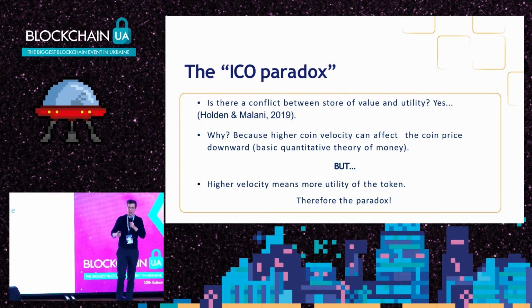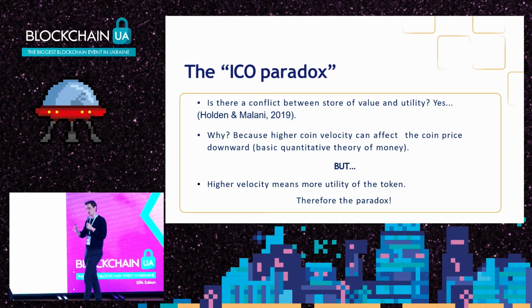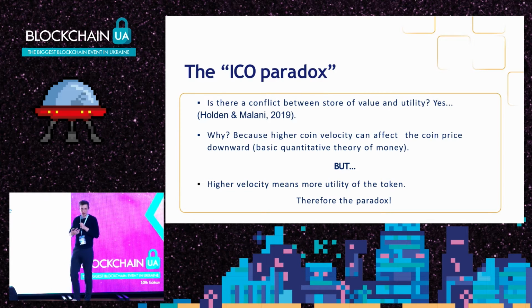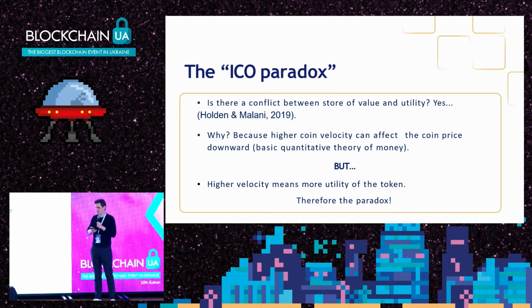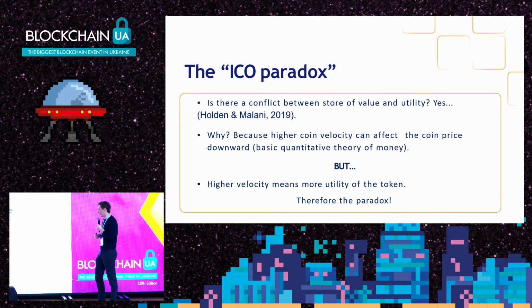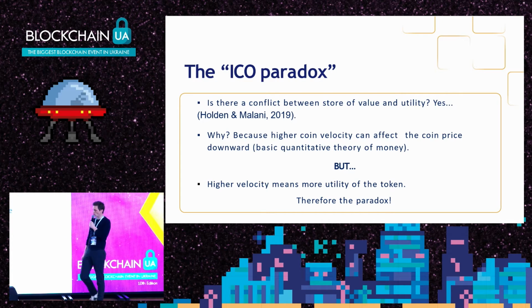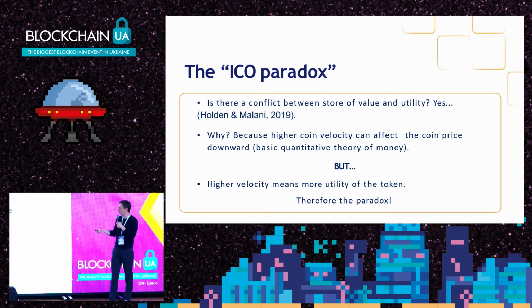But the point is, if you have high velocity, that means you have a token that is useful, meaning that per the first definition you have a utility token. So you have kind of a paradox, and this is called the ICO Paradox. It comes from Oldan and Melanie, who studied that paradox quite deeply in a paper published in 2019.